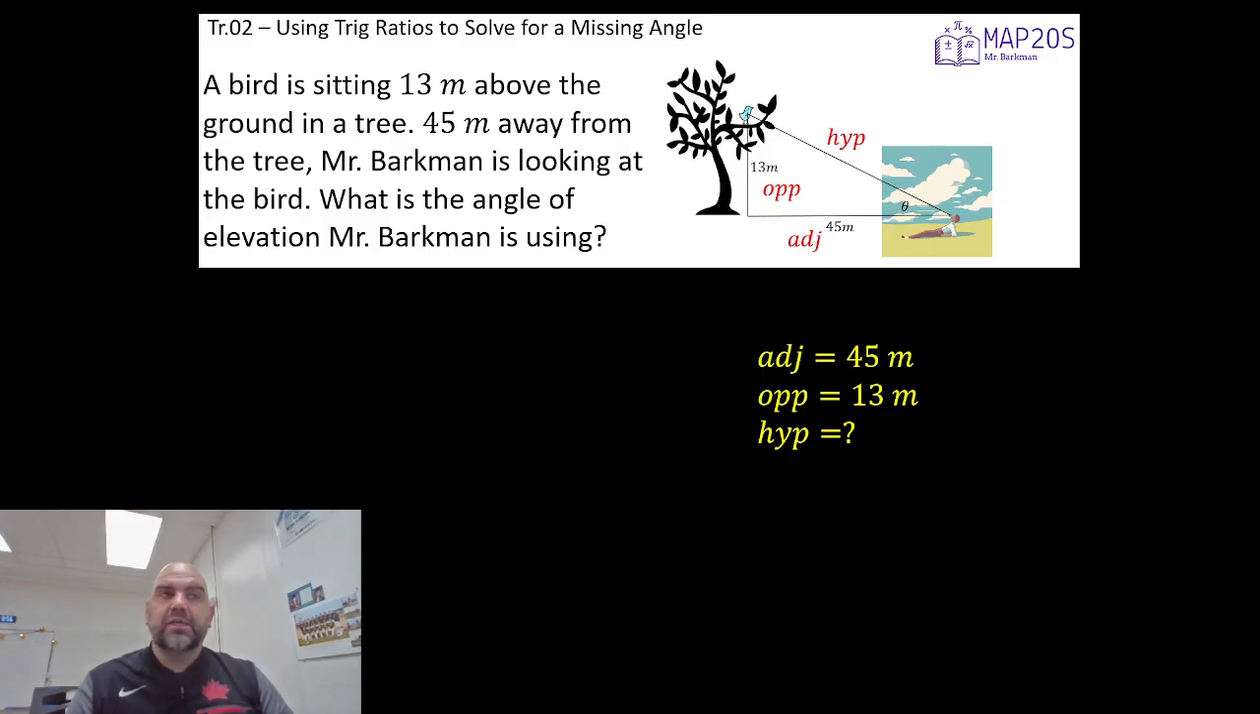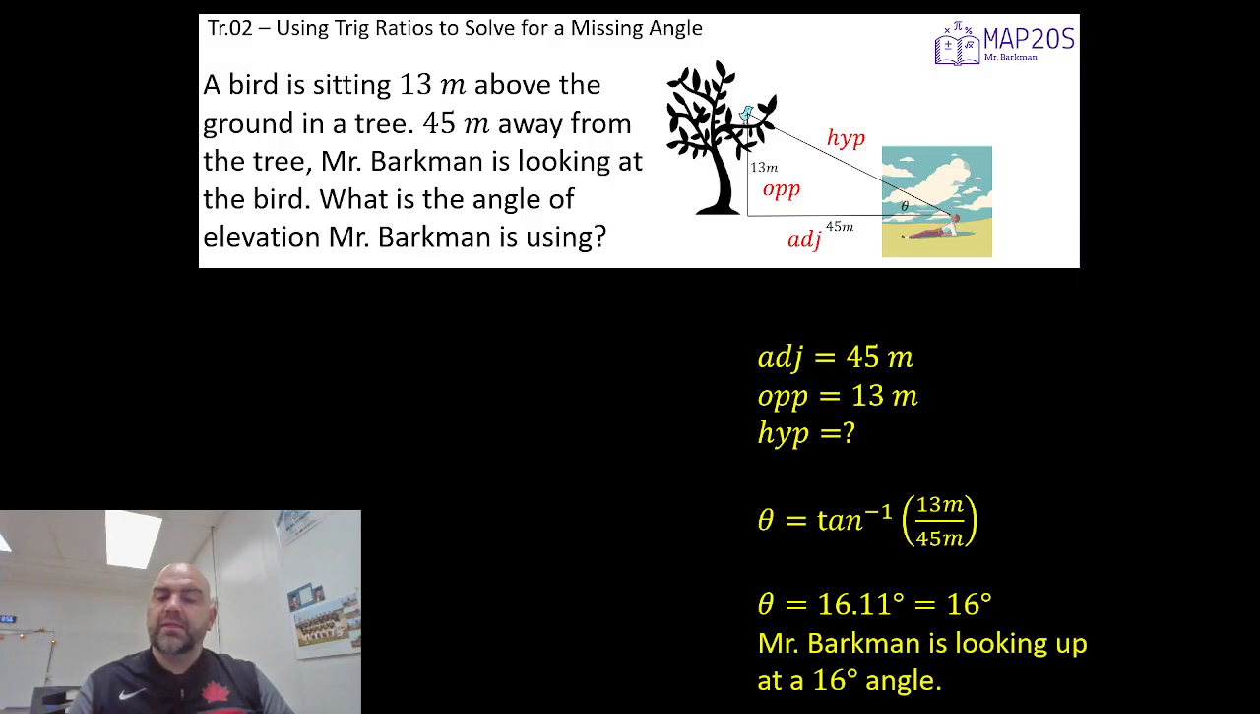So which function can we use to solve for theta? Well, adjacent and opposite, that would be our tangent ratio, which we're going back to the previous lesson on. We don't need to use the Pythagorean theorem to find the hypotenuse because we already have a function for that. All right, so the angle is going to be about 16 degrees, or 16.11 degrees. So we can say that Mr. Barkman is looking up at a 16-degree angle and looking at the bird at that angle.